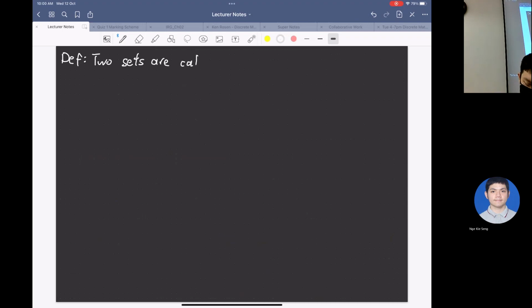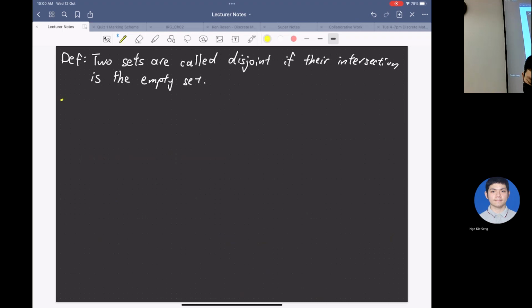So we call two sets disjoint if their intersection is empty. Why did I suddenly introduce this definition here? Because we have this theorem. If you take the union of two sets and count them, you get the cardinality of A plus the cardinality of B minus the cardinality of their intersection.